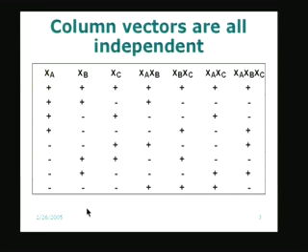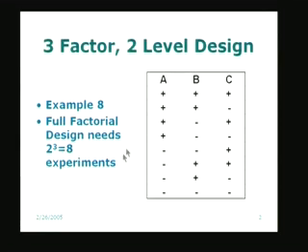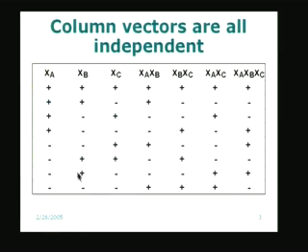In fact, I have indicated the column vectors. What are all the column vectors which will be important? There will be the main effects, XA, XB, and XC. These are the same as the ones which are shown here. A, B, C, these are the same as shown there. The first 3 columns are nothing but the 3 sets of values for XA, XB, and XC.